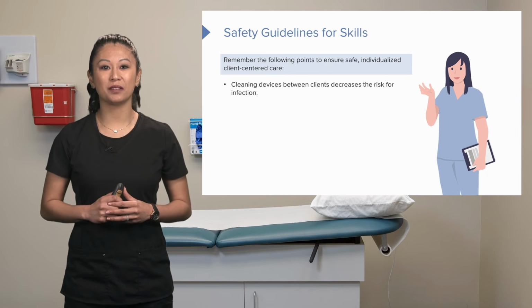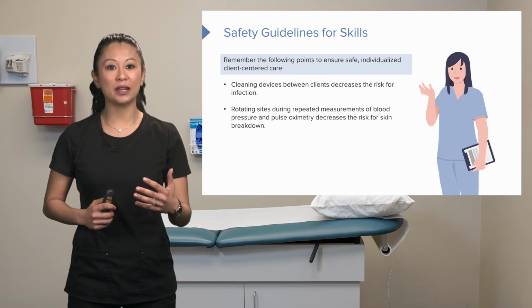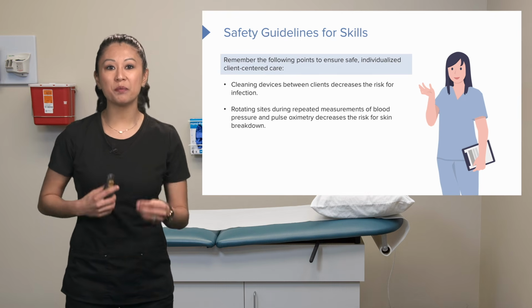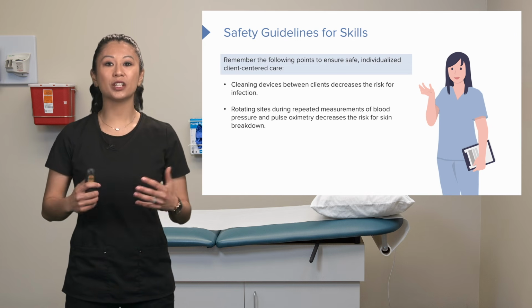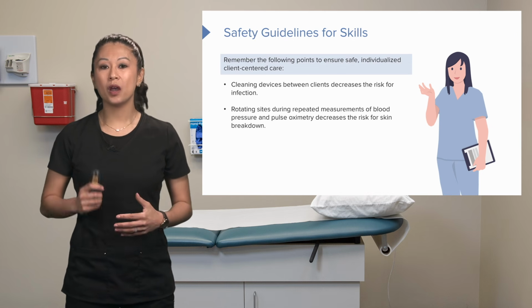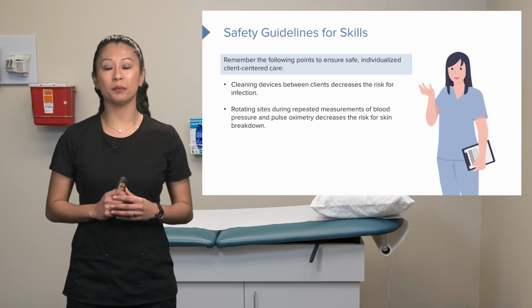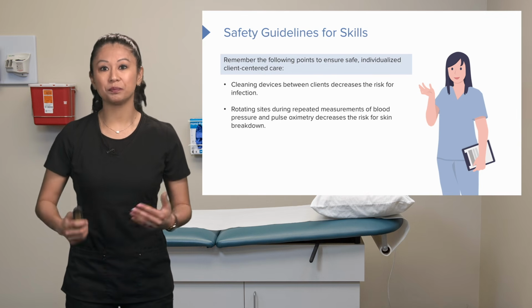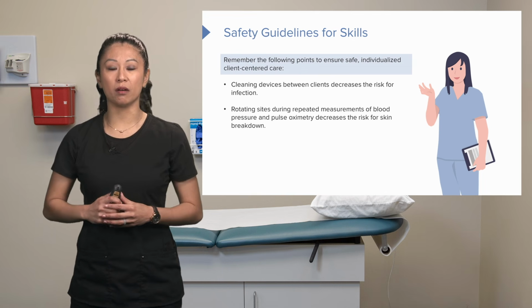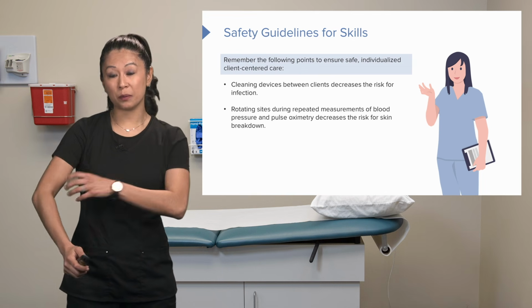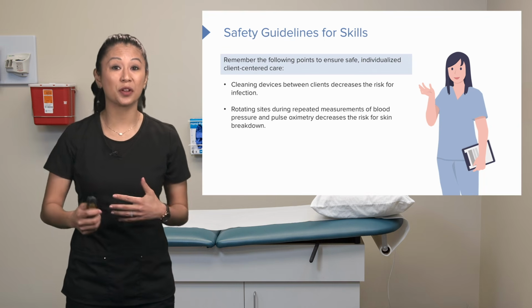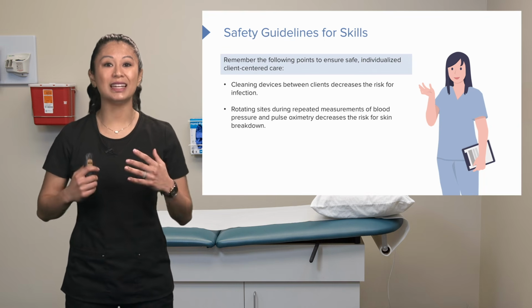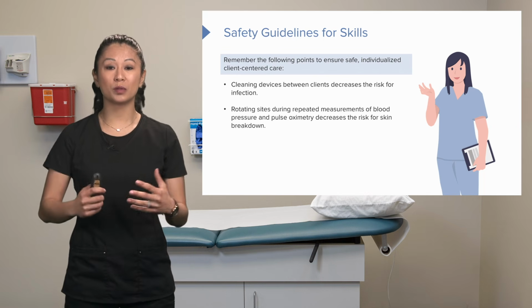Now, there's certain agency protocols on how we clean that equipment, so make sure you check your agency's policy. Also, make sure you rotate your sites when you're doing repeated measurements of vital signs like blood pressure or pulse ox, for example. This can decrease the risk of skin breakdown. Also, it can actually give us an inaccurate measurement. Here's what I mean by that. If I take a blood pressure on my arm, I take one really quickly and pump up a cuff, and then maybe wait 30 seconds and do it again, and then do it in another 30 seconds, that can give us an inaccurate reading. So make sure you rotate sites if you have to repeat measurements.